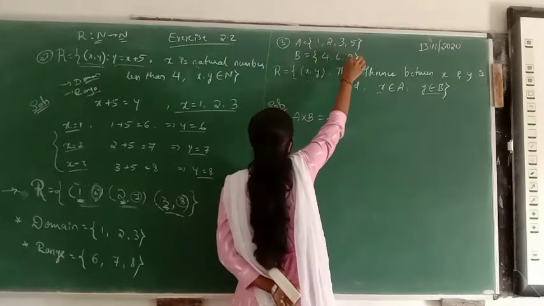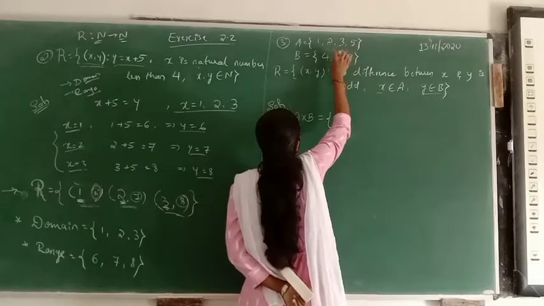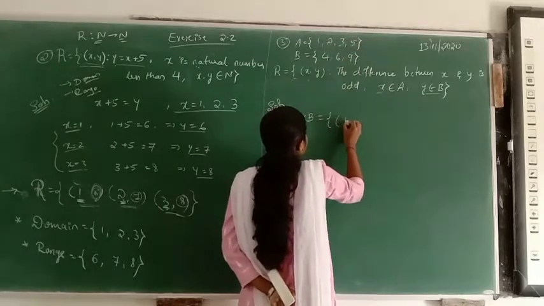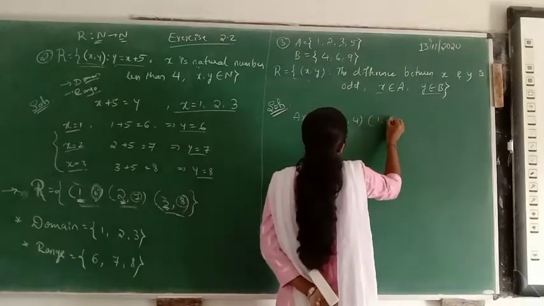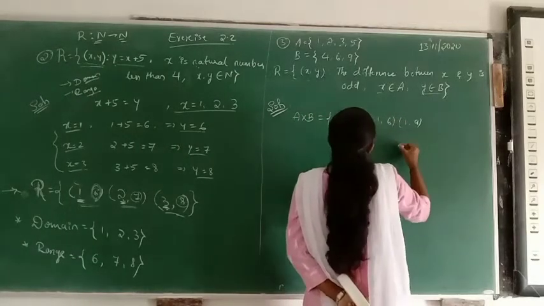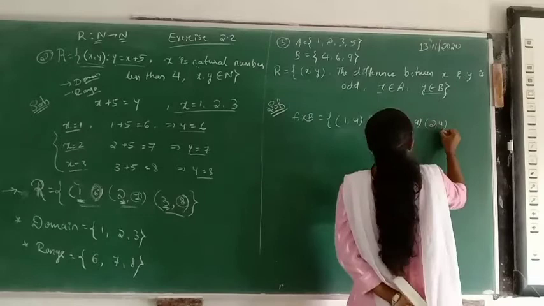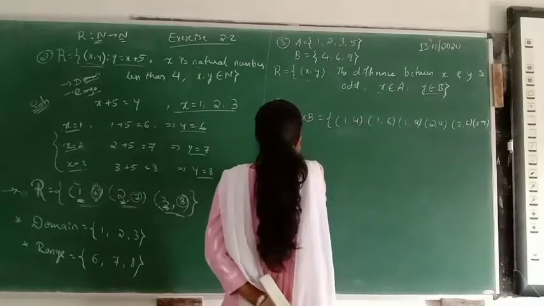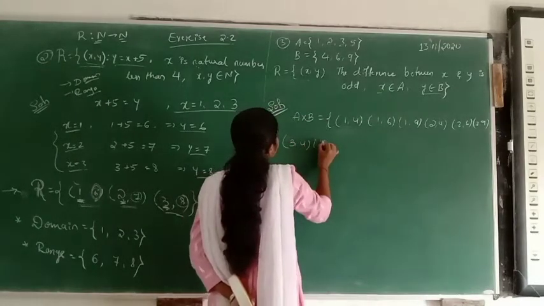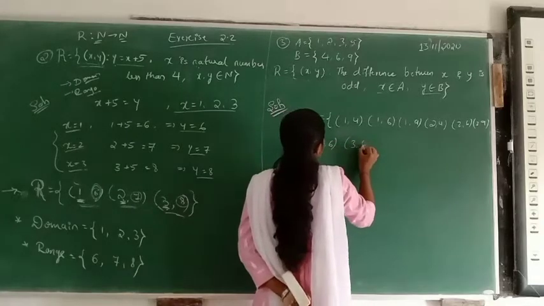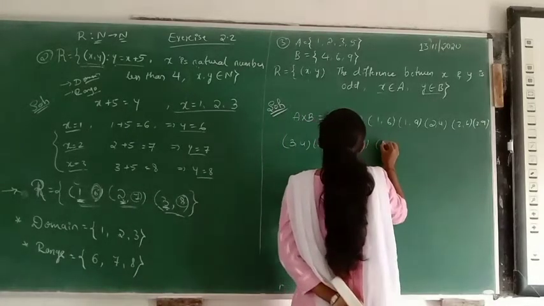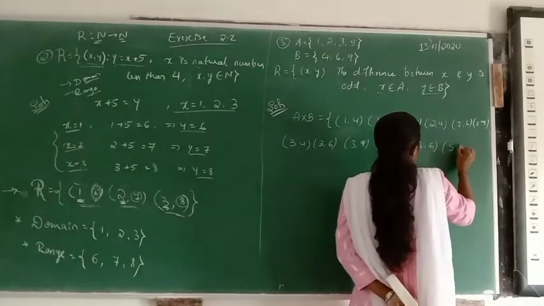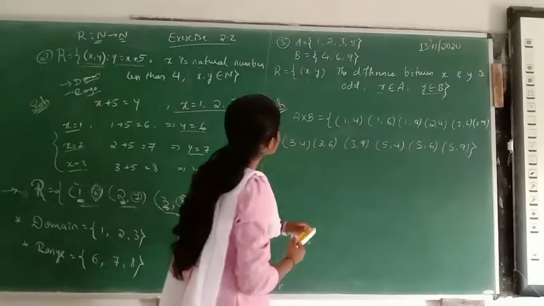That will be 1,4; 1,6; 1,9; 2,4; 2,6; 2,9; 3,4; 3,6; 3,9; 5,4; 5,6; 5,9. See, right, 1,4, 1,6, 1,9, okay, 2,4, 2,6, 2,9. Then I have 3,4, 3,6, 3,9. Then I have 5,4, 5,6 and 5,9.